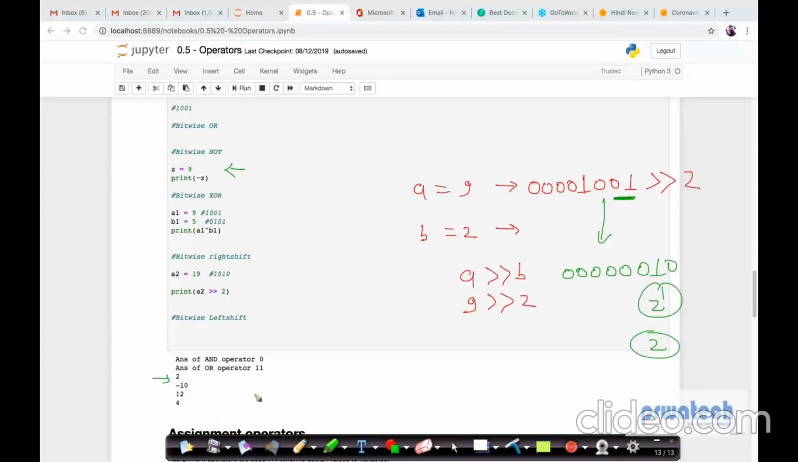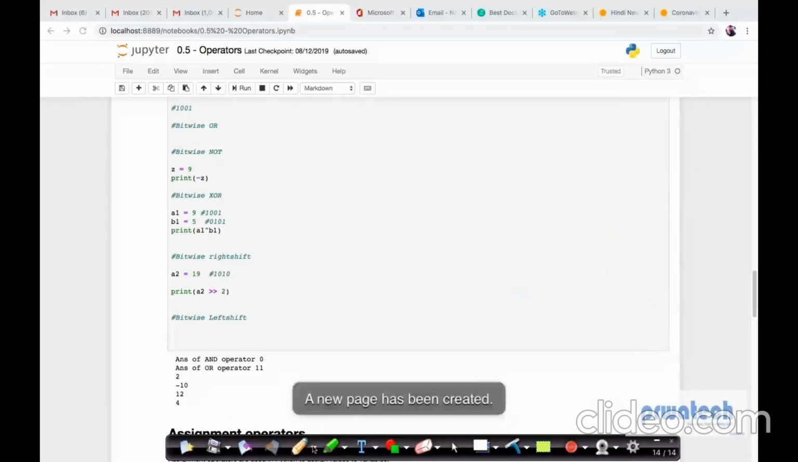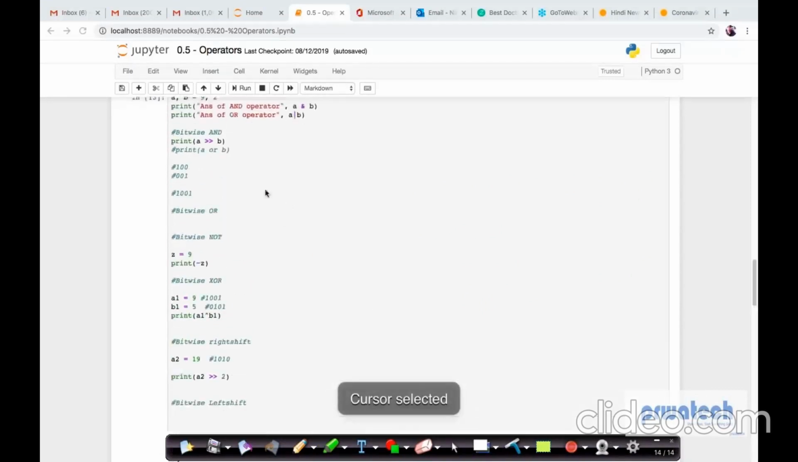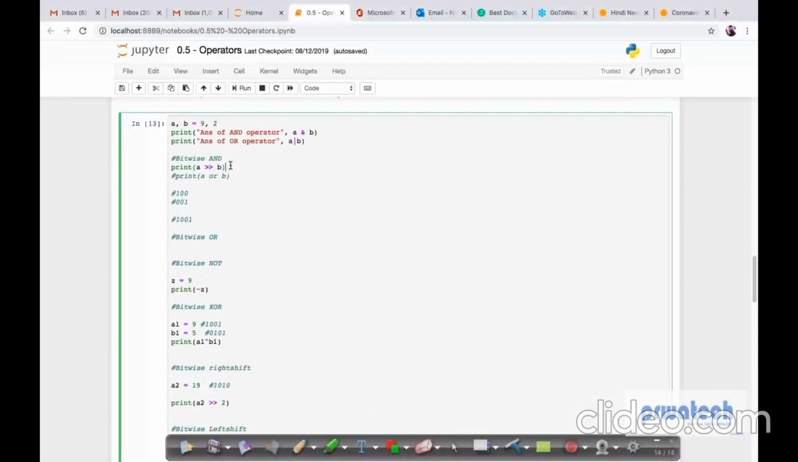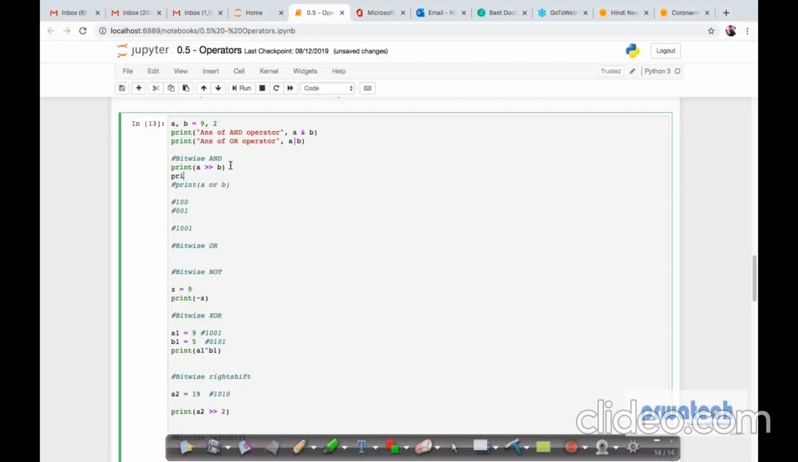One last operation of bitwise. Suppose I said just the opposite. I said the same thing with one more operation called left shift. Print A, B. Okay.